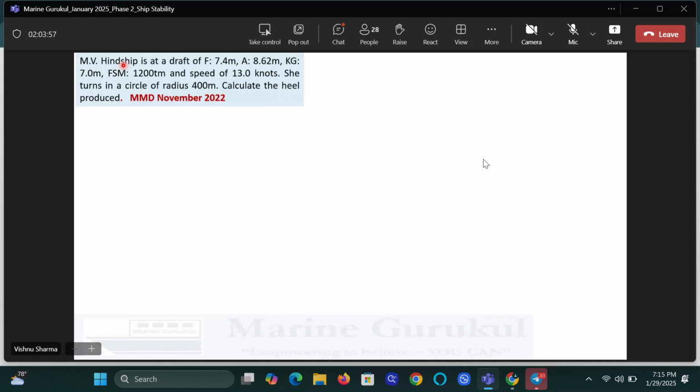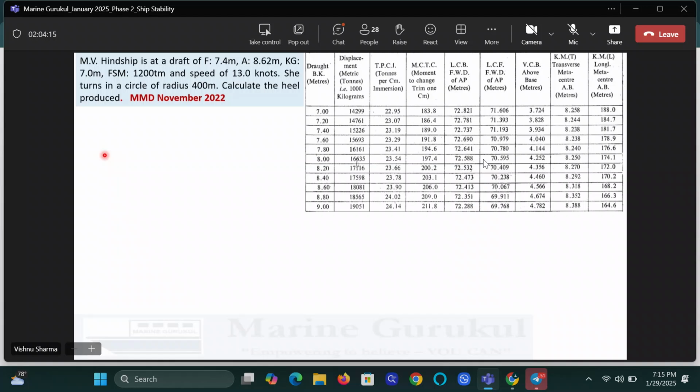This is MMD November 22. MV Hinship is at a draft of 7.4 and 8.62, with so much FSM, and speed 13 knots. She turns in a circle of radius so much. Now we have to find the heel produced. Guys, can you please find out the height draft first? Because we'll need KB for BG.